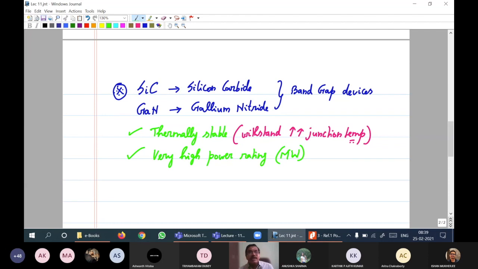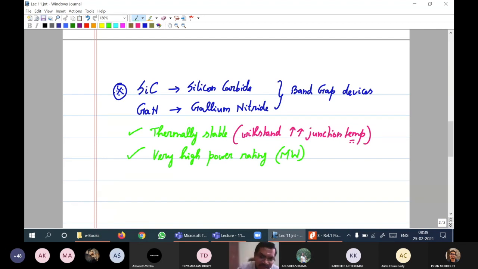But you will never be able to feel the advantage of using an SiC device unless you operate at megawatt scale, because that is where the junction temperature is going to be high, and that is where SiC is going to score. All right, so operating SiC at low power levels, you won't be able to see the difference, feel the difference. So these are a few points.